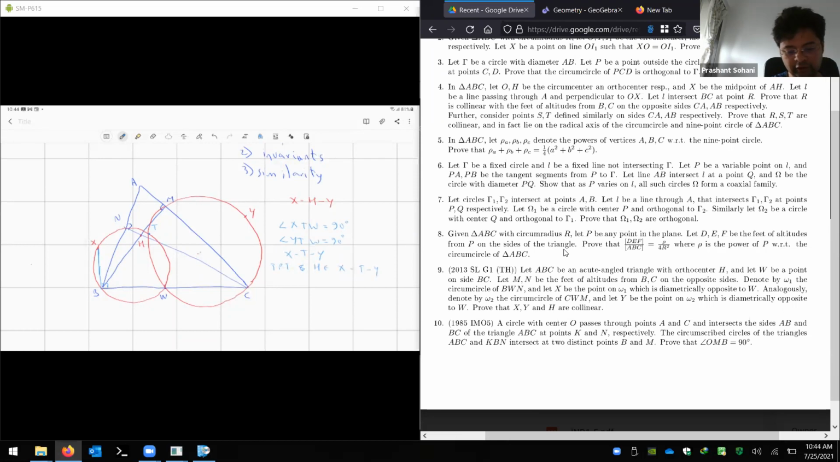Okay. So for the two red circles, TW is the radical axis of the two circles. So if I call the circles omega 1 and omega 2, so TW is the radical axis of these two.